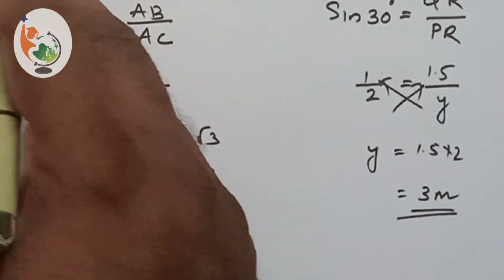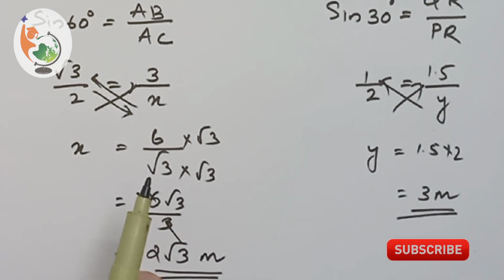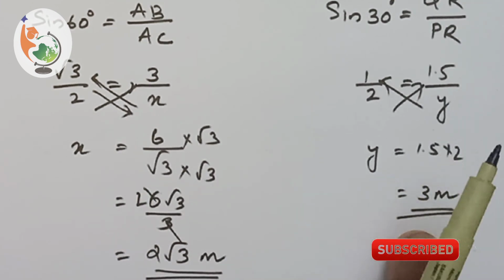So the length of the slide for the elder children will be 2 root 3 meter, and for the younger children that will be 3 meter.